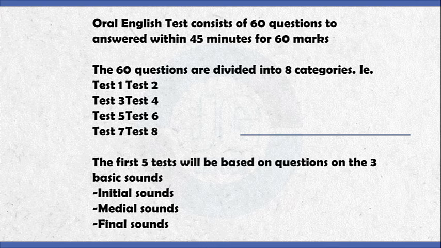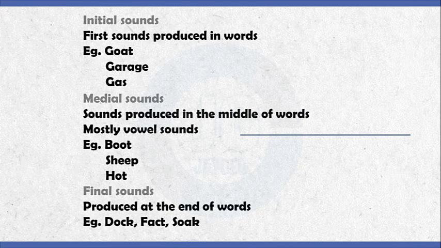The 60 questions in the oral English test are divided into 8 categories, that is, 8 tests. The first 5 tests contain questions pertaining to the 3 basic sounds we have, which are the initial sounds, medial sounds, and final sounds. As their name suggests, initial sounds are the first sounds in words. So when you pronounce words and you stress the first syllable much more than the others, then you are pronouncing the initial sound of the word.